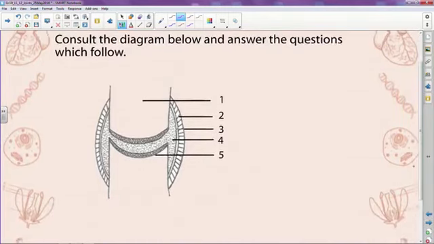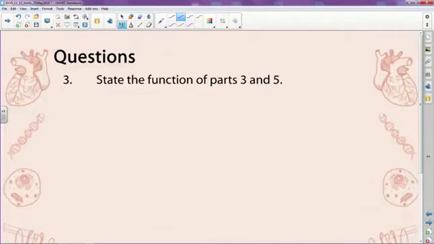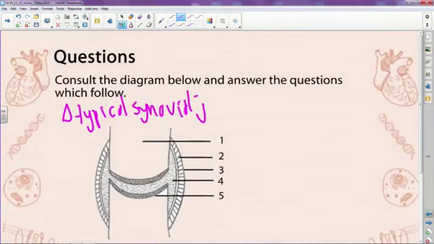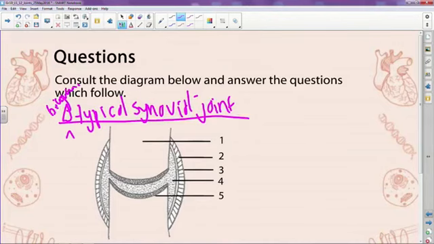Okay, the first one which we have to do, oopsie, there we go back again. Okay, let me find our place. All right, we have to label it and we have to give it a heading. So let's give it a heading. A typical synovial joint, or we could have started with a diagram of a typical synovial joint, and we underline it. Now they've asked us to label 1 through 5, so let's see what we need to do here. Number 1 is a bone.